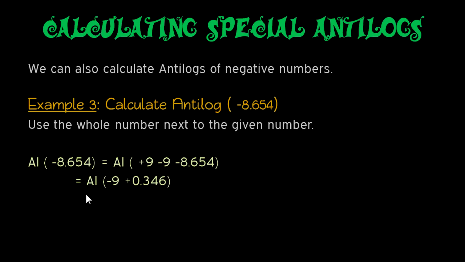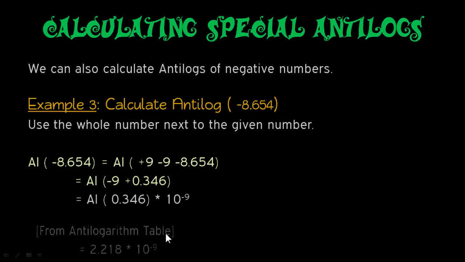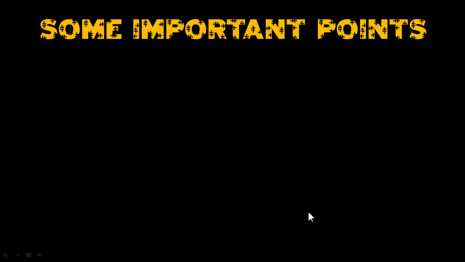Now anti-logarithmic properties are a little different, you need not know them. So simply write it as 10 raised to power minus 9, this number, and find the antilog of this number, that is 0.346. Do that, get the answer as 2.218 into 10 raised to power minus 9. Negative numbers also dealt with.